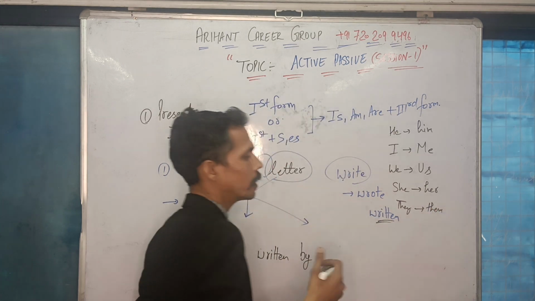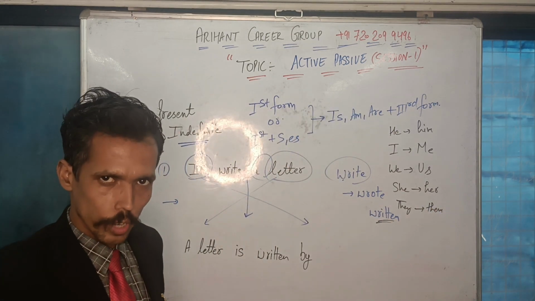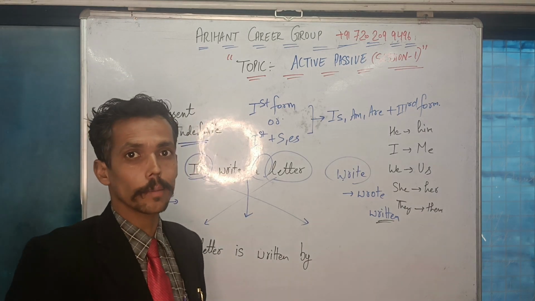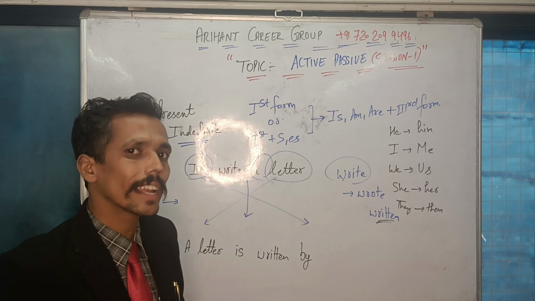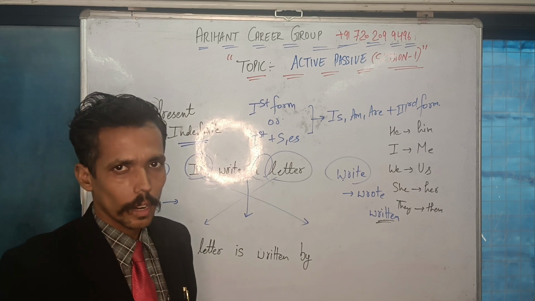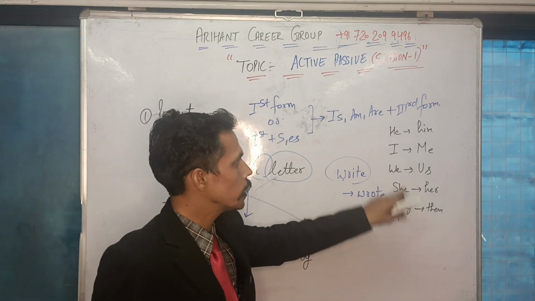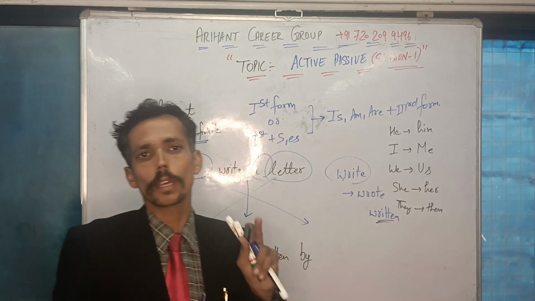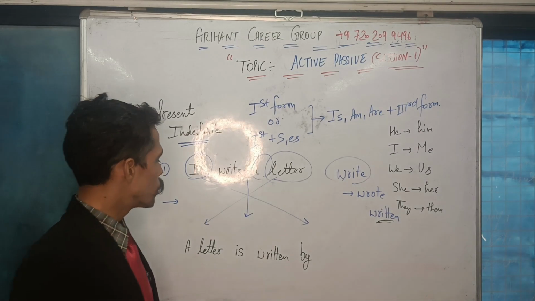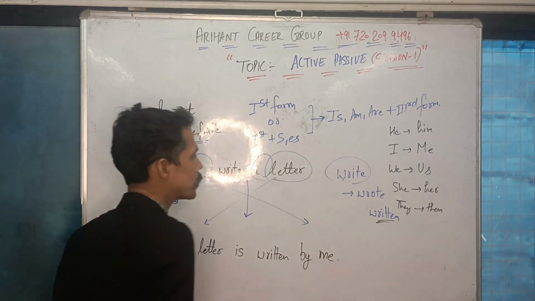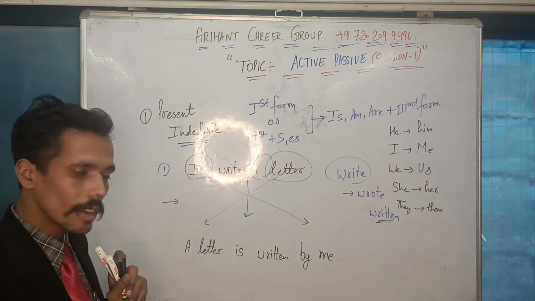I need not change anything after these 5 subjects. So if I get you, you will remain you. If I get a subject like Mohan, Mohan will remain Mohan. I cannot change Mohan into any other form. So that means I, me; we, us; she, her; they, them; and he, him. These are the 5 subjects that you must know. So what I have written is: a letter is written by me. So my dear friends, this was a positive sentence in case of present indefinite.